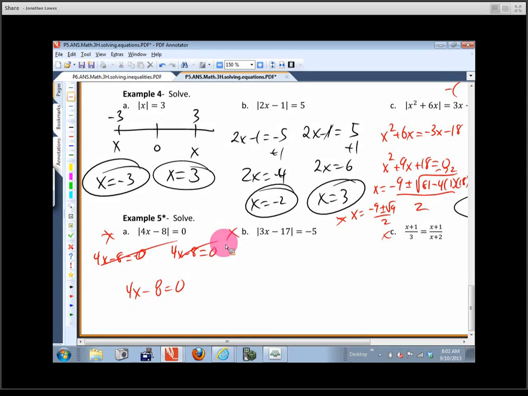So you'd move the 8 to the other side. You'd get 4x equals 8. So we get x equals 2. Okay, that's the only answer there.